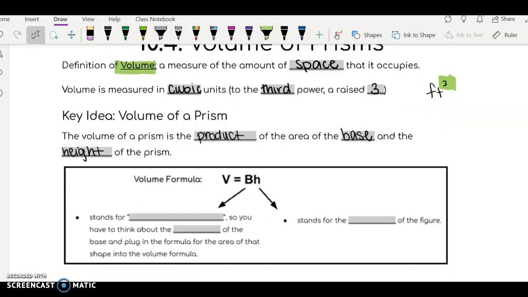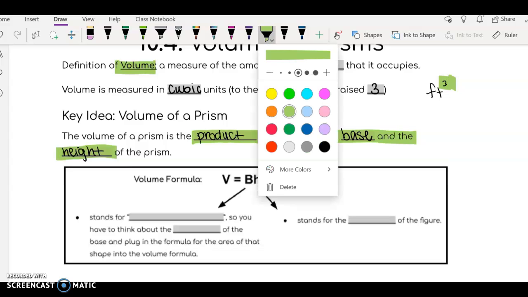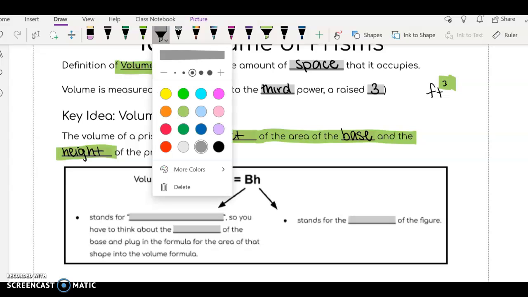So the key idea of finding the volume of prisms is that the volume of a prism is the product of the area of the base and the height of a prism. So remember, the product is an answer to a multiplication problem. And so we are multiplying the area of the base times the height, which you can see in the formula below right here.